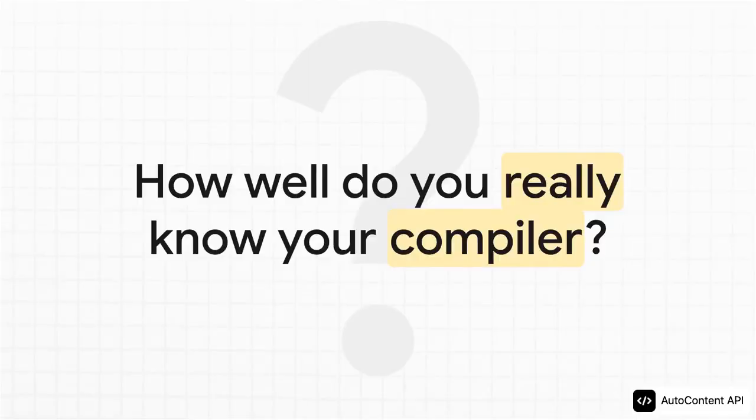I mean, seriously, think about it. How well do you really know your compiler? For most of us, it's like this magic black box, right? We pour our C or C++ code into one end, and a perfectly good executable pops out the other. But what's actually happening in between? What kind of secret sauce is it using to make our code run so fast? It's a gap in knowledge for a lot of us.